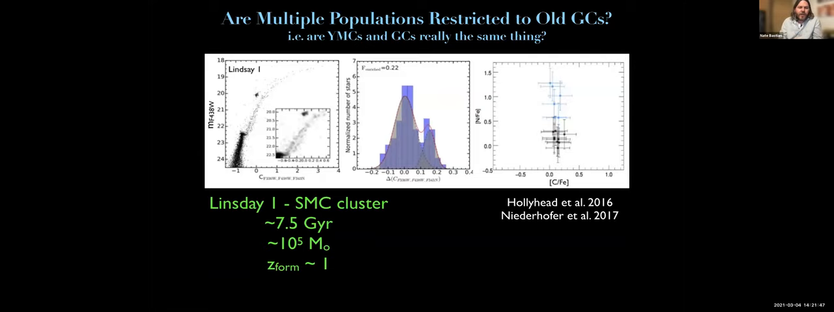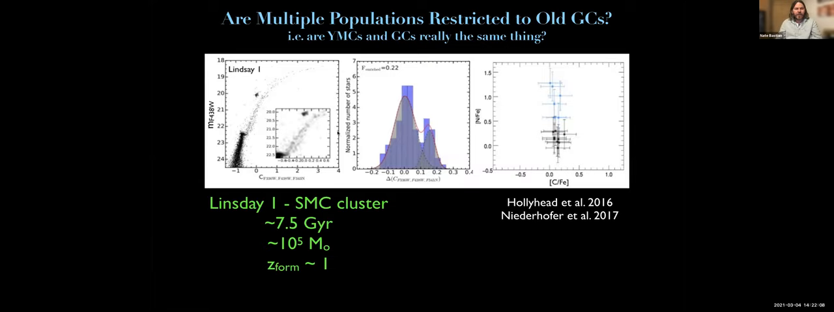And this has been carried out in a number of papers over the past 4 or 5 years. This is just one example. This is Lindsay 1 in the SMC. It's a 7.5 gigayear old cluster, which means it formed at a redshift of 1. If you look in a nice combination of filters in the UV, you can see that the red giant branch splits very nicely into 2.